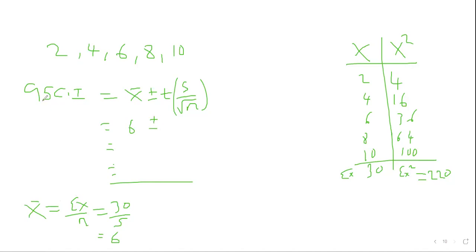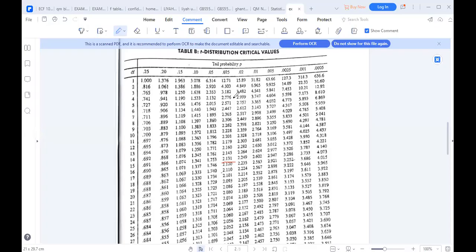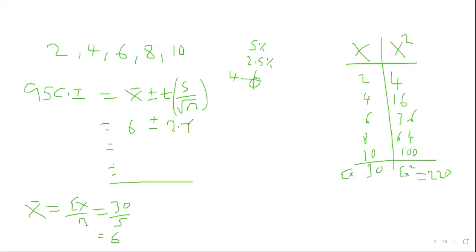The t, our n here is 5. Step 1 in reading the t, you do what? 5%, half of 5% is 2.5. n minus 1, n is 5, 5 minus 1 is 4. So when you go into the table, depending on the table you're using, 0.025 under what? Under 4, you get 2.776.